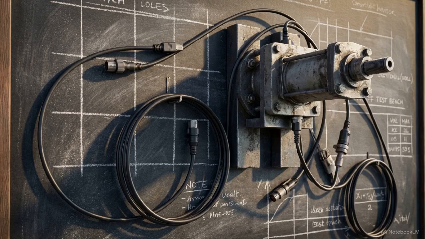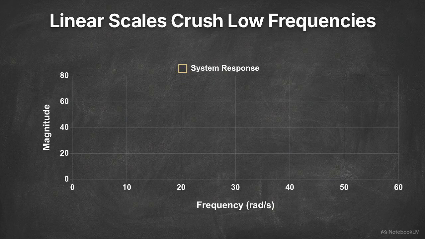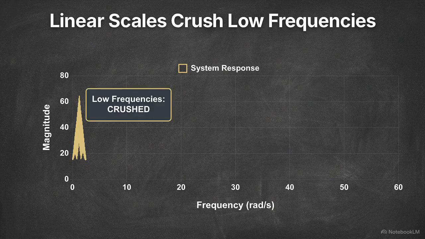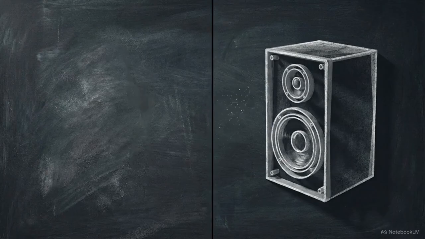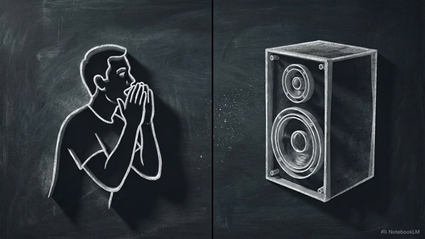When engineers test control systems, they have to analyze how those systems respond to an enormous range of frequencies. But if you try to plot that response on a standard linear graph, you run into an immediate problem. The low-frequency data gets crushed into a tiny sliver on the left, and the high-frequency data stretches endlessly off the page. To understand the solution, think about human hearing.